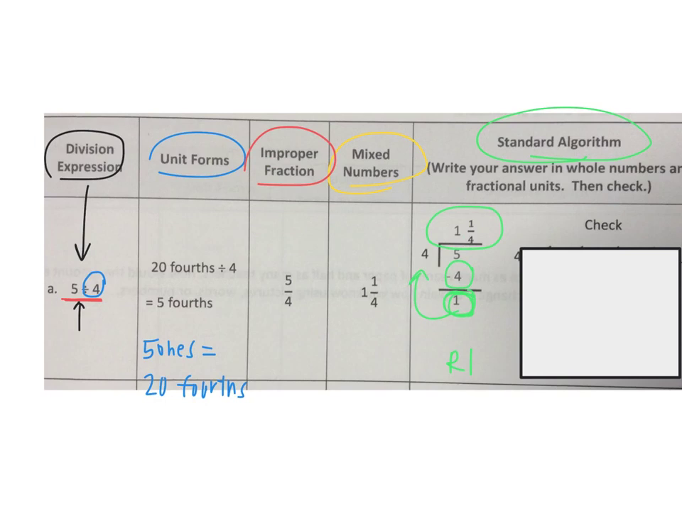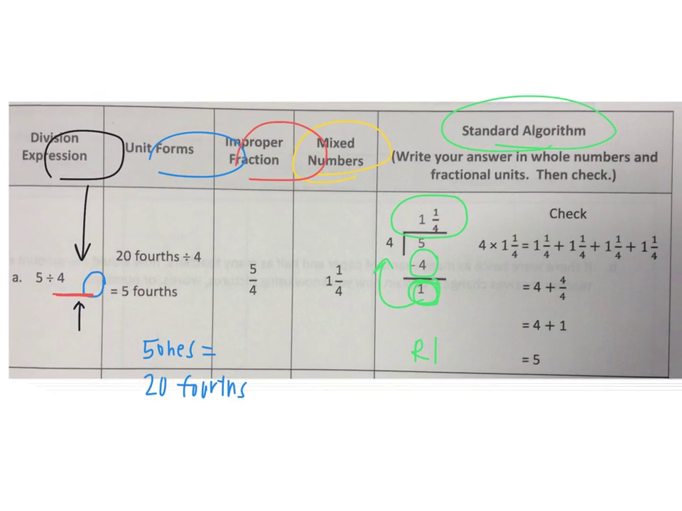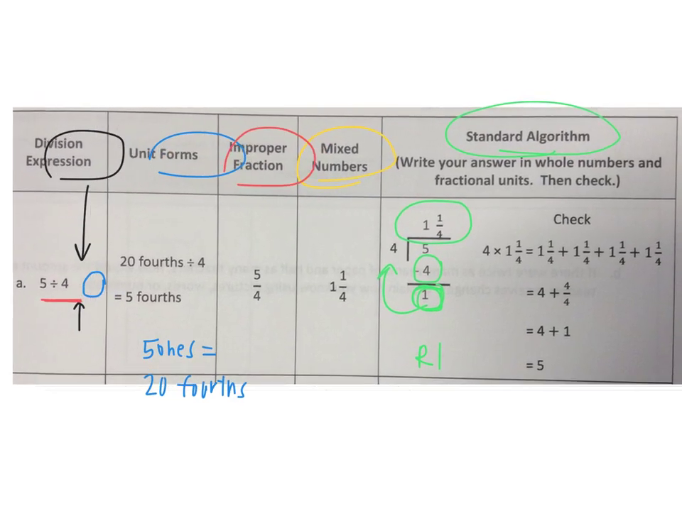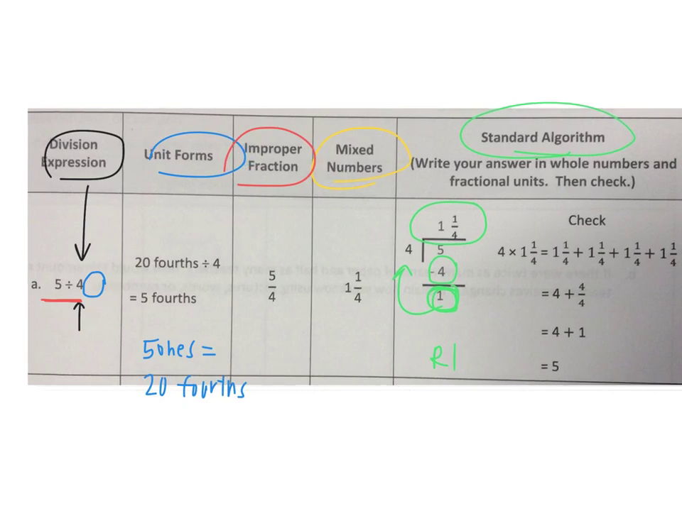Okay. Then you can check your work. What multiplication equation would we do in order to check our work here? Anurag? 1 1/4 times 4. Very good. 1 1/4 times 4 is the same as 1 1/4 plus 1 1/4 plus 1 1/4 plus 1 1/4, which is the same as 1 plus 1 plus 1 plus 1, or 4, plus 1/4 plus 1/4 plus 1/4 plus 1/4, which is 1. So 4 plus 1 is 5, and that's what we want to end up with. So this chart shows all the different ways you can express the same division problem. Does that make sense?